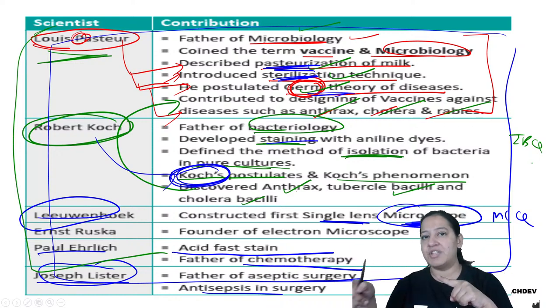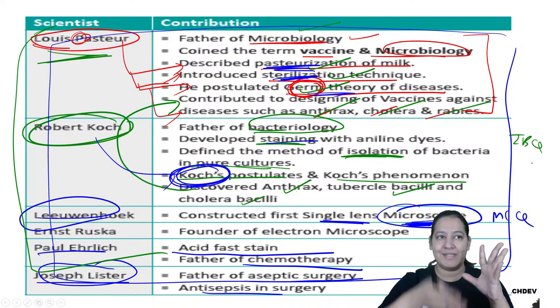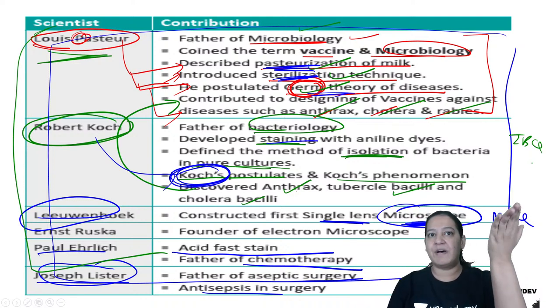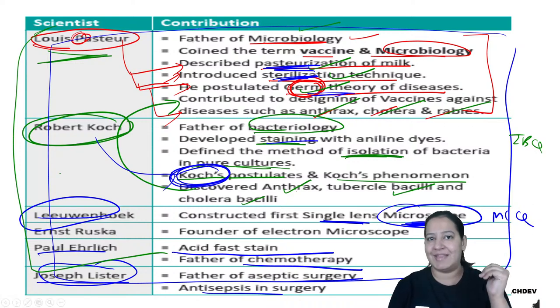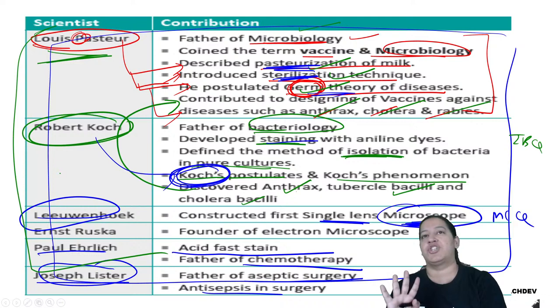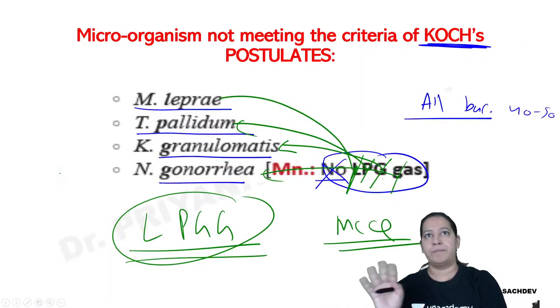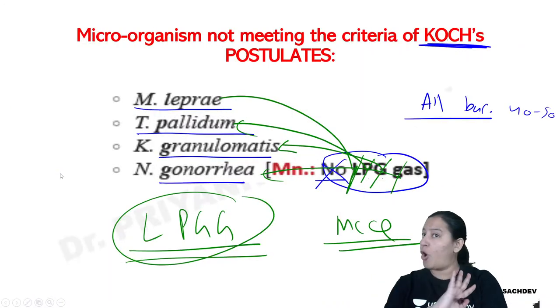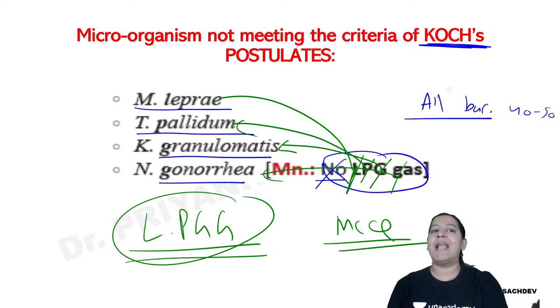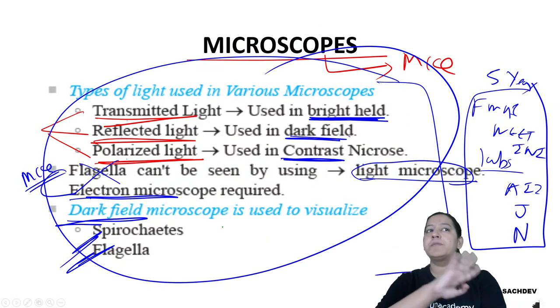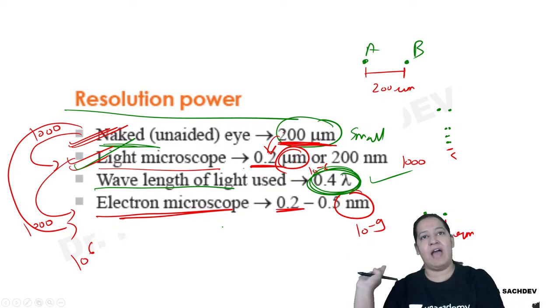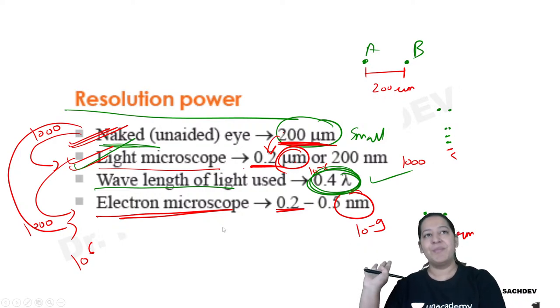Is it Louis Pasteur, is it Robert Koch? So just see the images. It is available on Google. You can Google Louis Pasteur kaise dikhte hain aur Robert Koch kaise dikhte hain. So you should learn the photographs also, right? So IBQ bhi aa sakta hai, image based question. Okay, otherwise I will give you the images tomorrow. First postulate kaun nahi follow karta hai? Mnemonic is no LPG gas, right? Microscopes pe jitne bhi possible questions the I have told you. Should I proceed ahead? Give me a thumbs up.